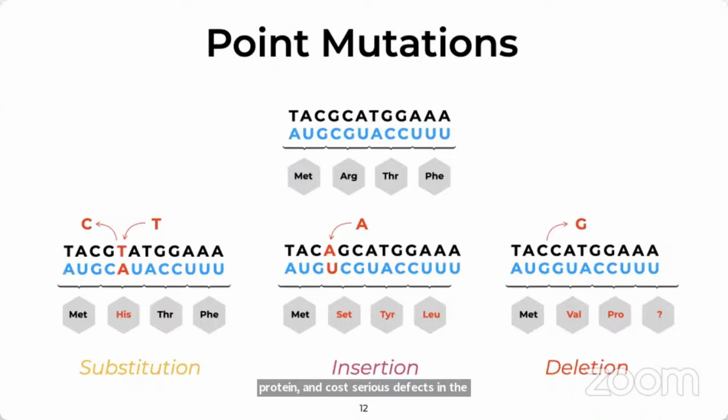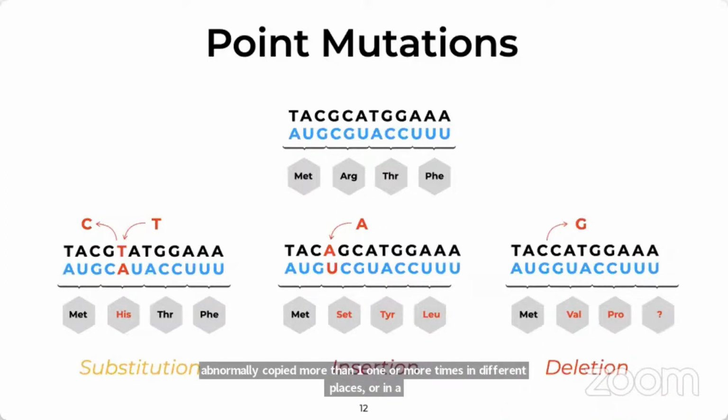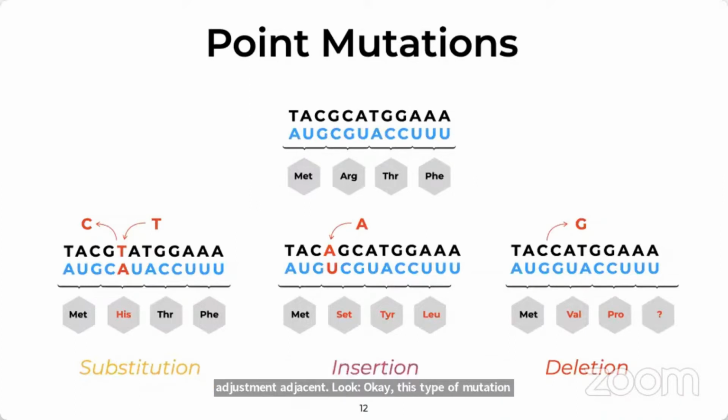general cellular molecular function. So unlike substitution mutation, insertion or deletion may contain more than one nucleotide, and again in those instances the resulting protein may completely differ. And there is another form of mutation, duplication, which consists of a piece of DNA that is abnormally copied one or more times in different places or in an adjacent location. This type of mutation again may alter the functionality of the resulting protein, and some examples of these mutations we will discuss in detail later.